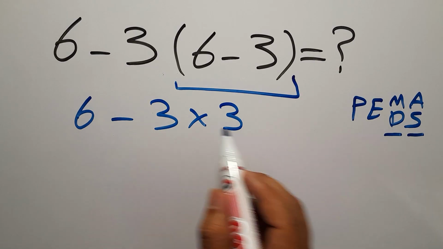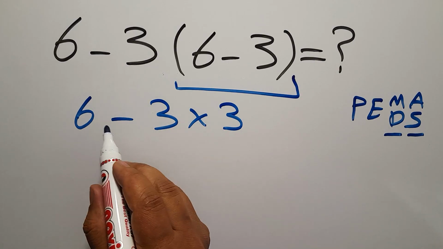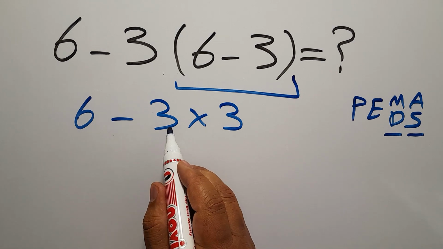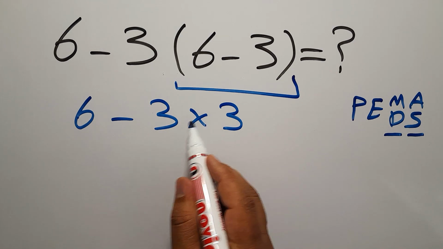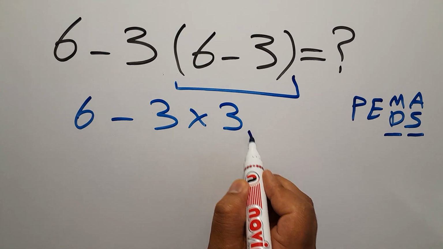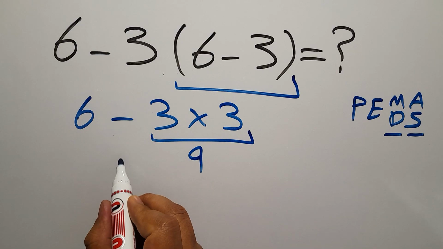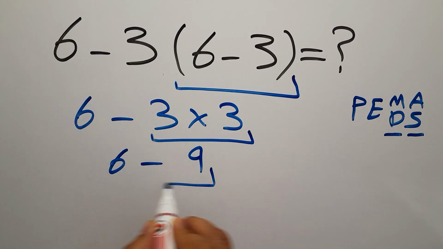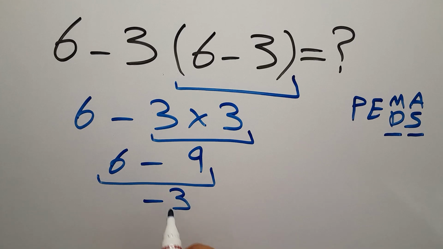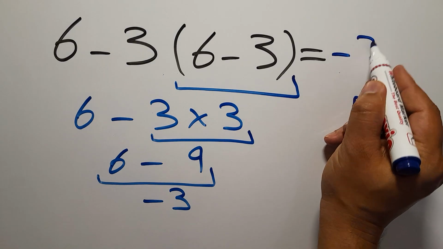In PEMDAS, multiplication comes before subtraction. So first we have to do this multiplication. 3 times 3 is just 9. So we have 6 minus 9, and this is equal to negative 3. So therefore, our final answer to this problem is just negative 3. The correct answer is negative 3.